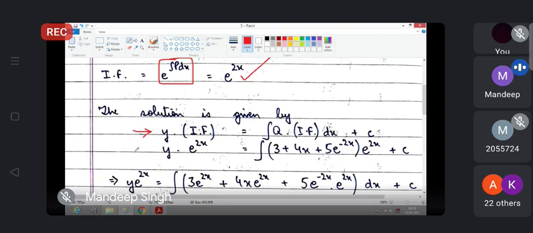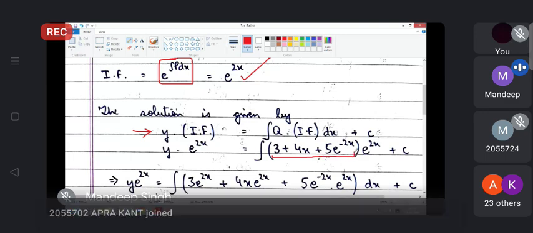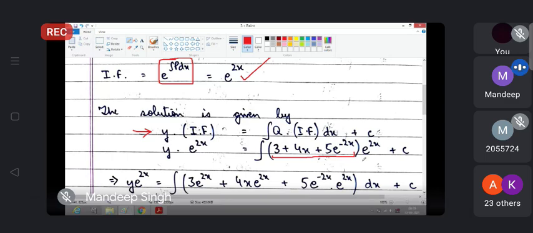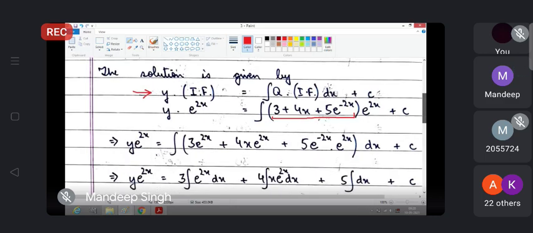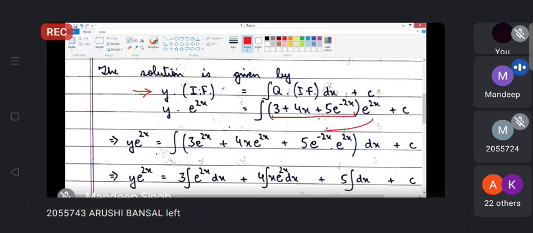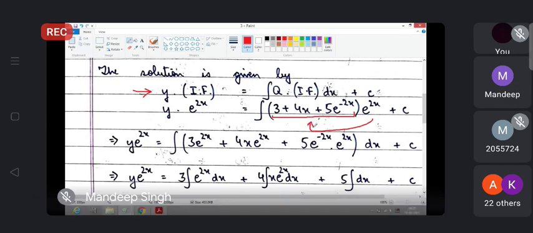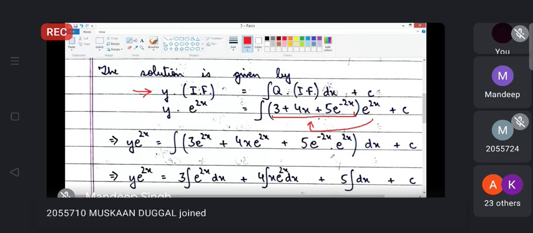Y into e raised to the power 2x is equal to integral of q, which is 3 plus 4x plus 5 into e raised to the power minus 2x, whole multiplied with e raised to the power 2x, plus c. Multiply e raised to the power 2x with all the terms. Y into e raised to the power 2x is equal to integral of 3 e raised to the power 2x plus 4x e raised to the power 2x plus 5 into e raised to the power minus 2x into e raised to the power 2x dx plus c.